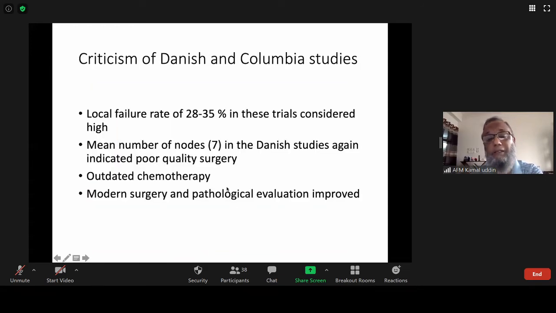But there is some criticism that the local failure was quite high in these studies, and in the Danish group, the mean number of nodes taken out was only 7. And at that time, they used CMF, and modern surgical and pathological techniques were not there.